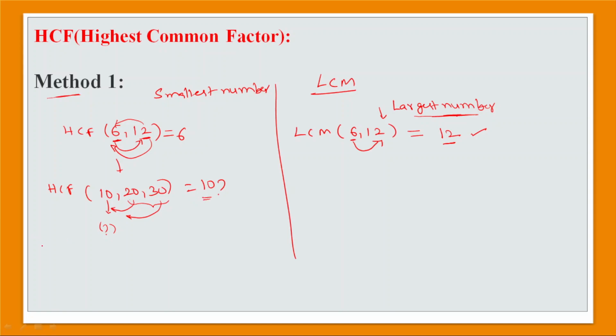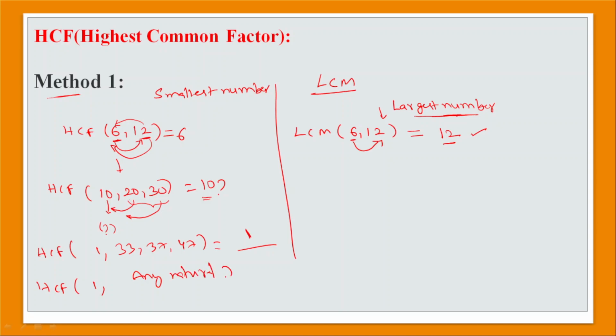So next, let us consider one more problem here. HCF of 1, 33, 37, 47. So you need to say the answer. What will be the HCF for these numbers? I can directly say that my answer will be 1. Why? Because HCF of 1 and any natural number will always be 1 only. So remember this point.